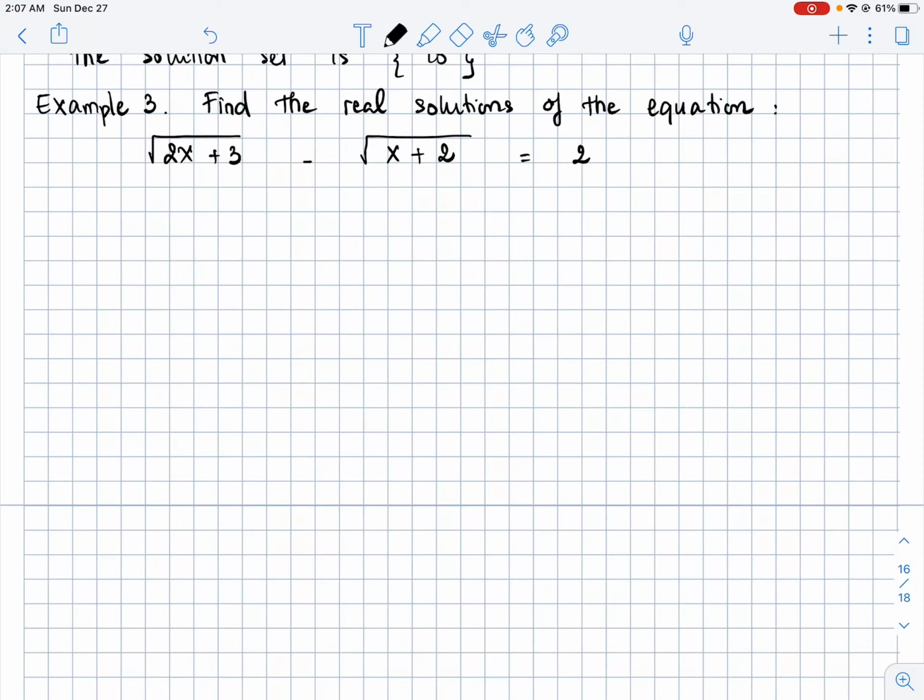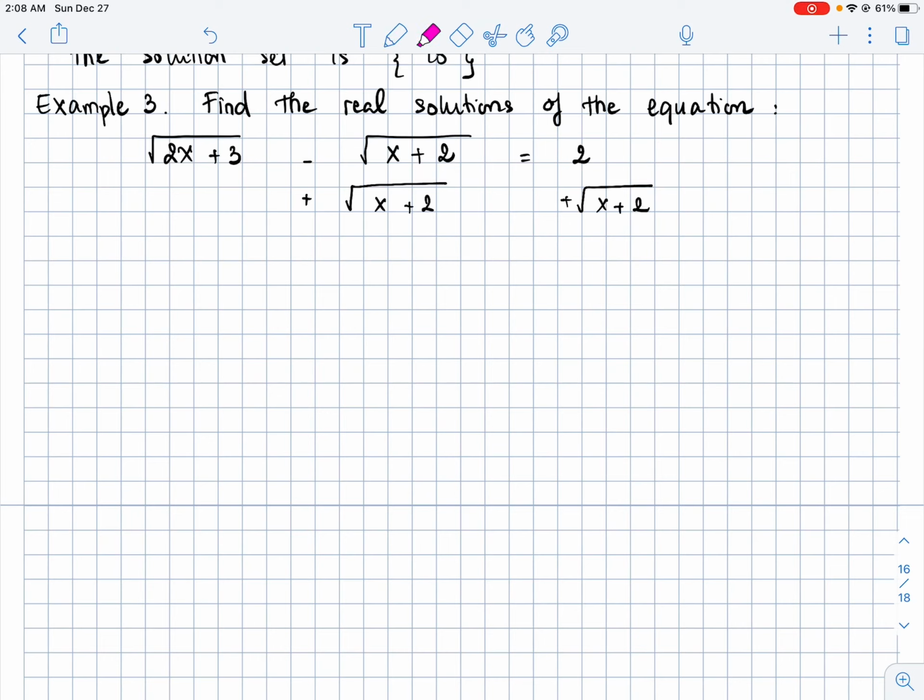Example number 3. Find the real solutions for the equation. In this equation, we have two square roots. We should separate the square roots. So we will isolate the square root on one side. We will add square root of x plus 2.